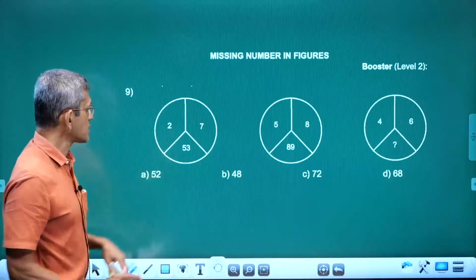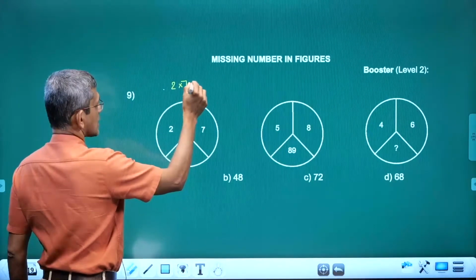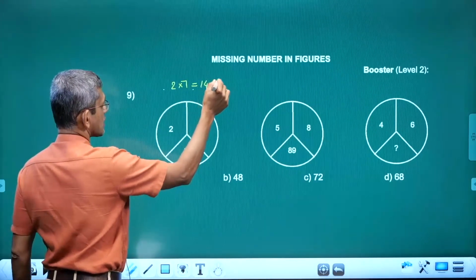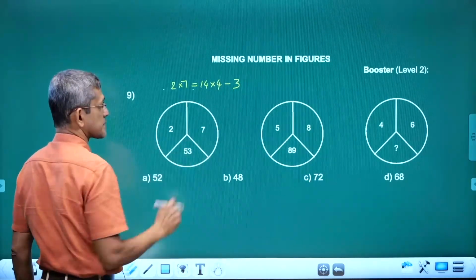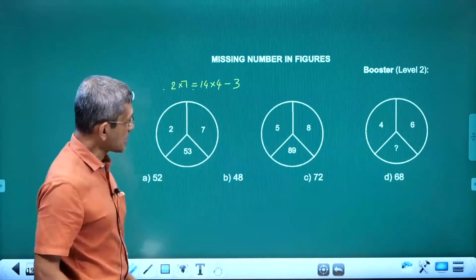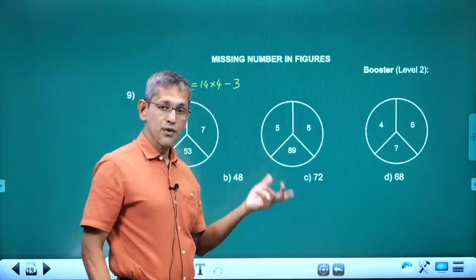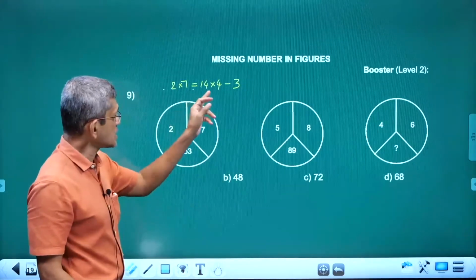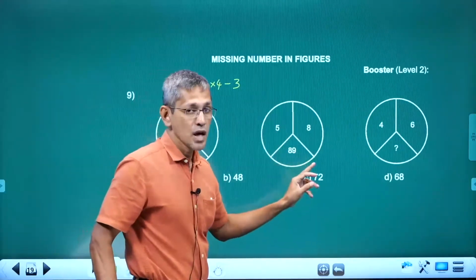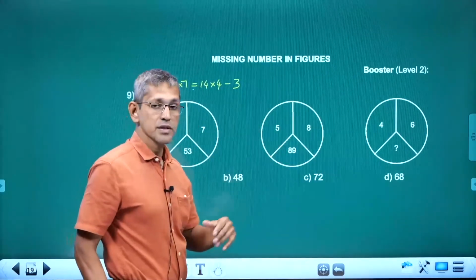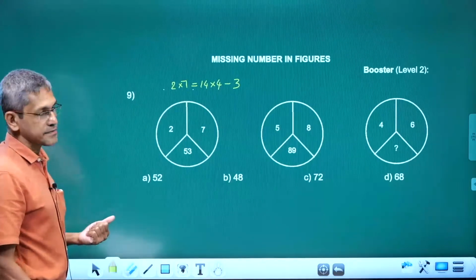So 2 into 7 is 14. That is 14. 14 into 4, that is 56. 56 minus 3 is 53. And if you apply the same pattern right here, 5 into 8, that is 40. 40 into, here we have multiplication with the 4. So 40 into 4, 160. 160 minus 3, 157. That is not the pattern. What else? Any other pattern?